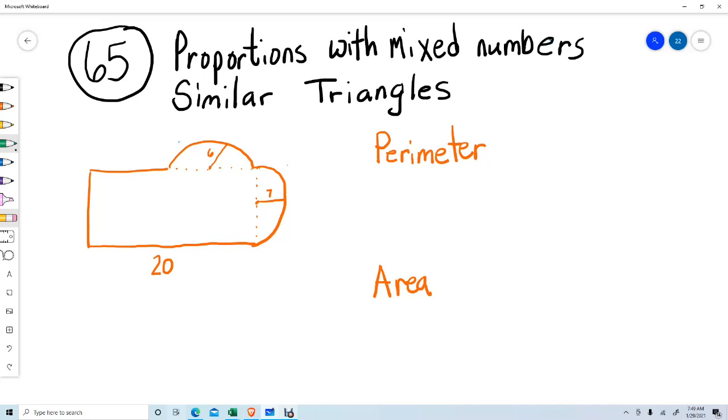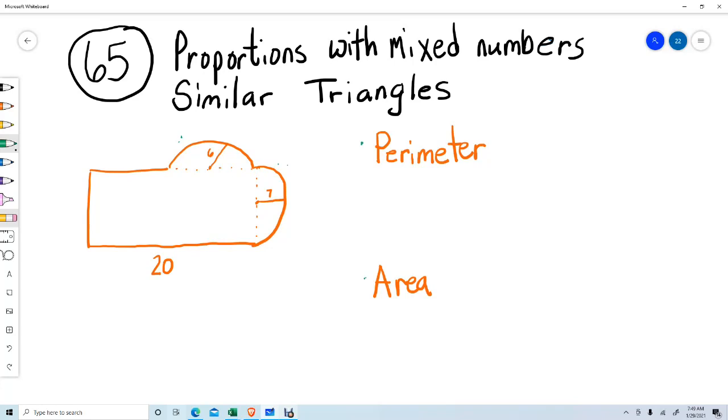So yesterday we went over shapes that look like this. They included these semicircles here, and you have to find out the distance along that arc to find the perimeter, and then you need to find the area of those semicircles to find the area of the whole figure. So let's start with perimeter.